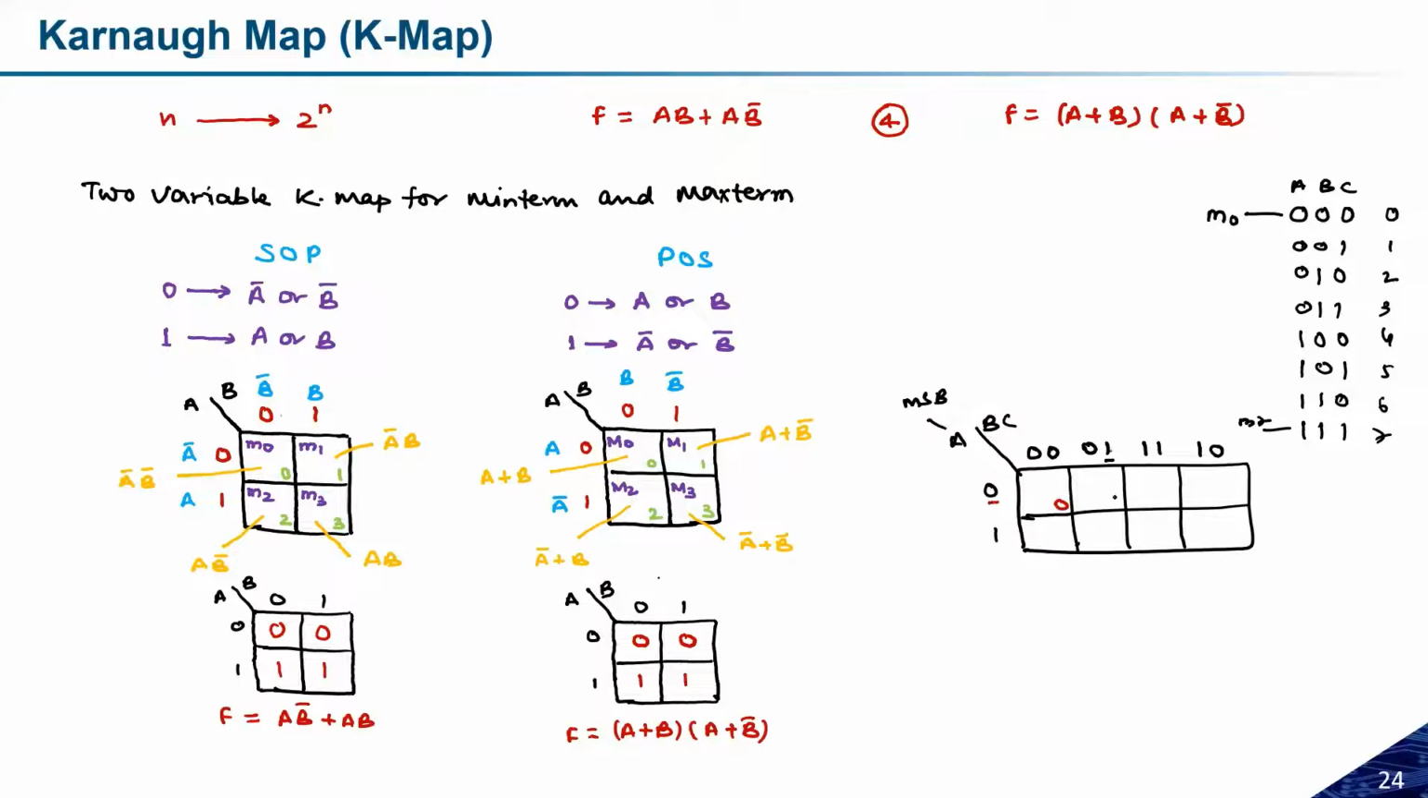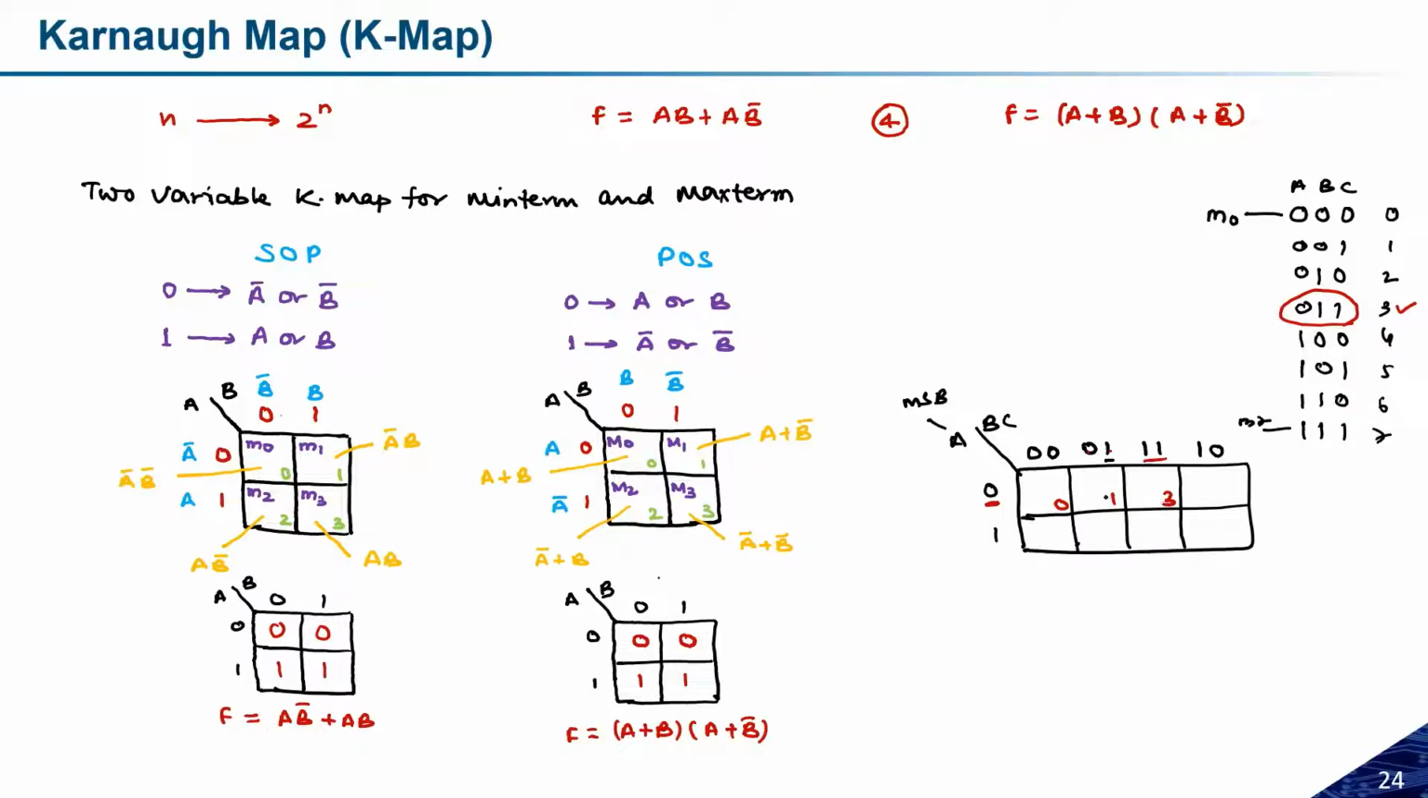0, 0, 1, so it will be 1. If you see here, A is 0 and BC is 1, 1. A is 0 and BC is 1, 1 means what is this? We are considering this one. So this will become minterm 3, not minterm 2. So this is the trick here.